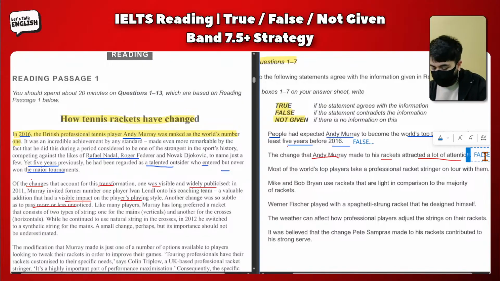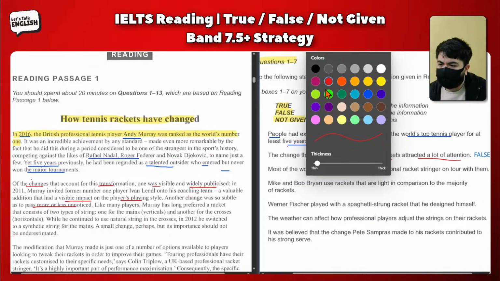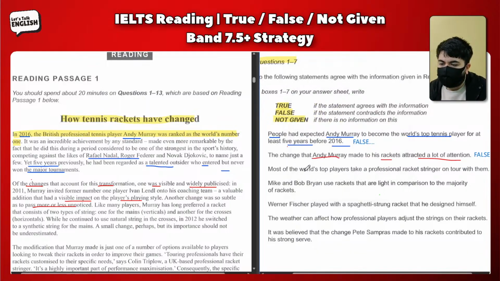Yes. So now you know question number 2 also is false. Okay. Question number 3. Most of the world's top players take or carry, though you can't say. But anyhow, most of the world's top players take a professional racket stringer on tour with them. A racket stringer is the one who does the maintenance of the strings in the racket and basically tightens it, everything.